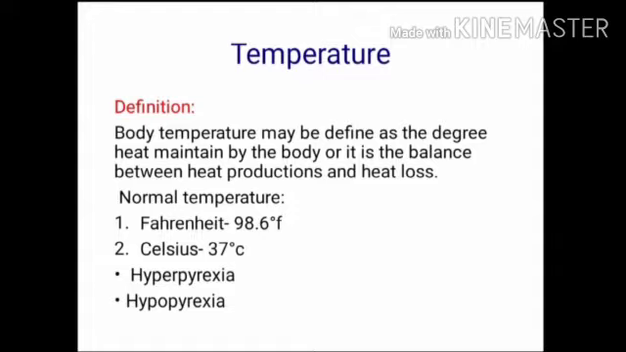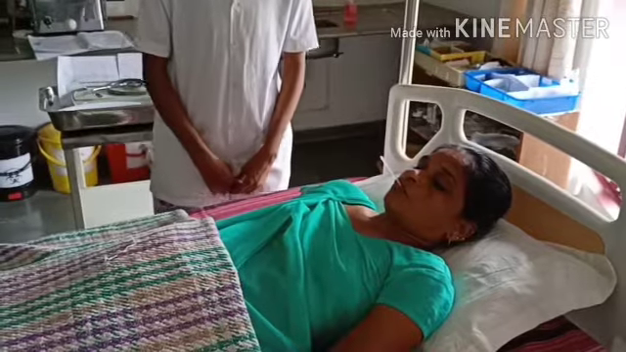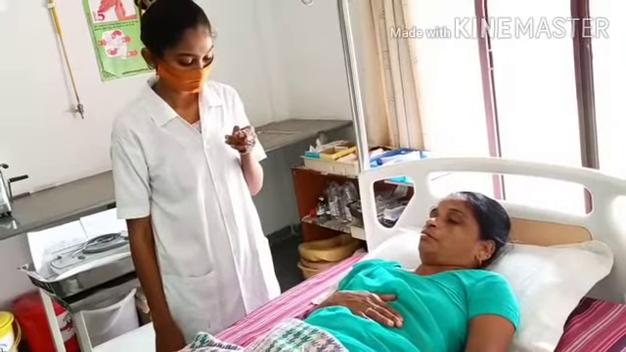There are mainly two conditions of temperature. First, hyperpyrexia means body temperature is greater than 98.6 degrees Fahrenheit, and hypopyrexia means body temperature is less than 98 degrees Fahrenheit. Now, after taking the temperature, we will take the pulse.